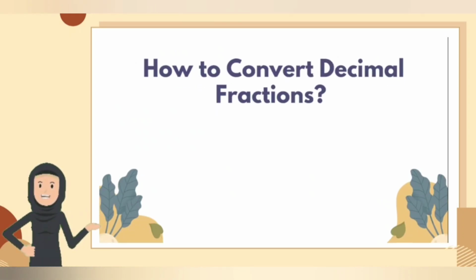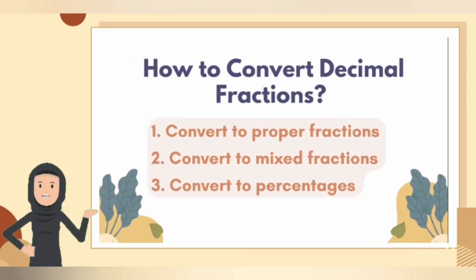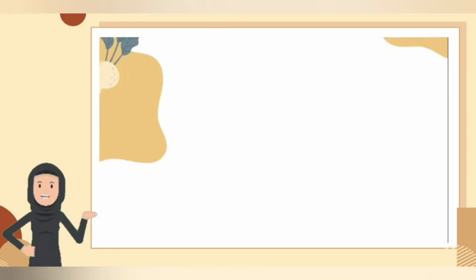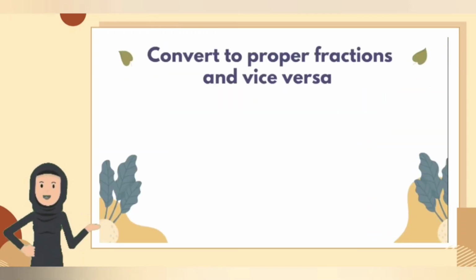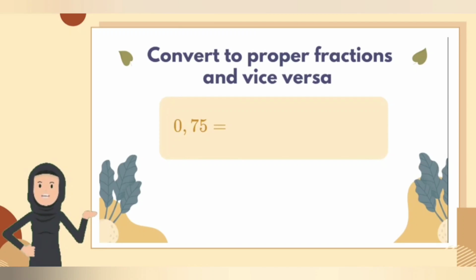For more details, look at how to convert a decimal fraction. There are 3 ways to convert a decimal fraction. First, how to convert a decimal fraction to a proper fraction. Then, how to convert a decimal fraction to a mixed fraction. And then, how to convert a decimal fraction to a percentage. Okay, first we will discuss how to convert a decimal fraction to a proper fraction and vice versa, as in the following example.